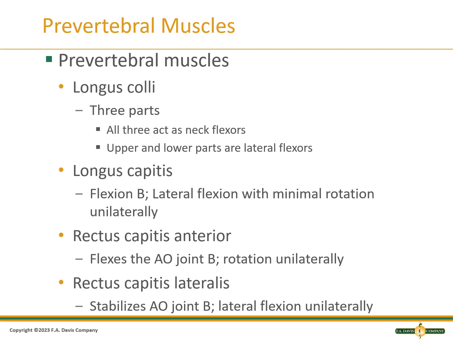Longus capitis causes flexion bilaterally, lateral flexion with minimal rotation when activated unilaterally. Rectus capitis anterior flexes the atlanto-occipital joint when activated bilaterally. When activated unilaterally, we see rotation in the same direction. And then rectus capitis lateralis stabilizes the atlanto-occipital joint bilaterally and provides lateral flexion to the same side unilaterally.